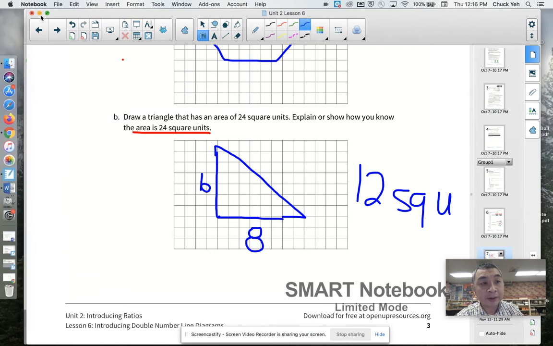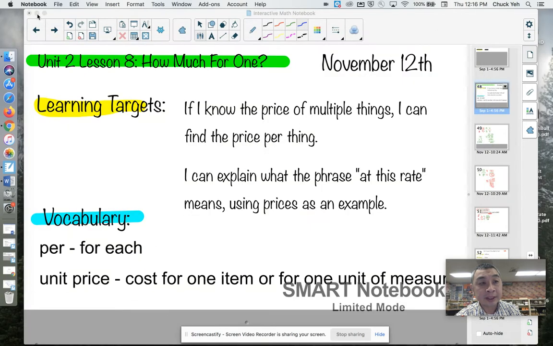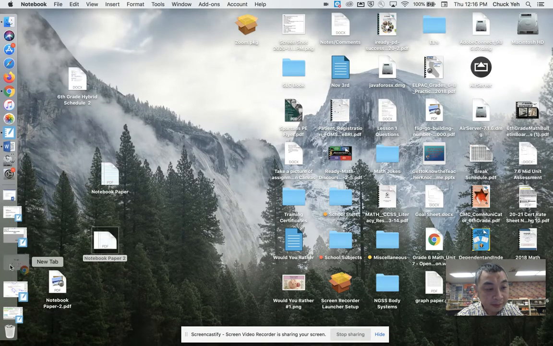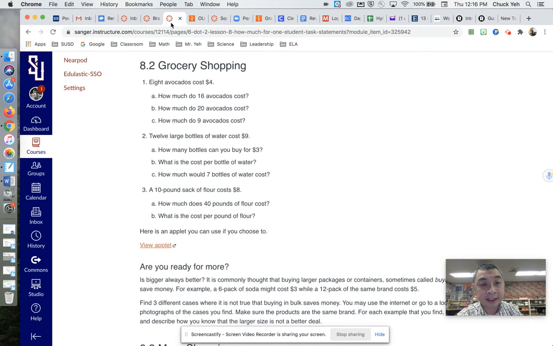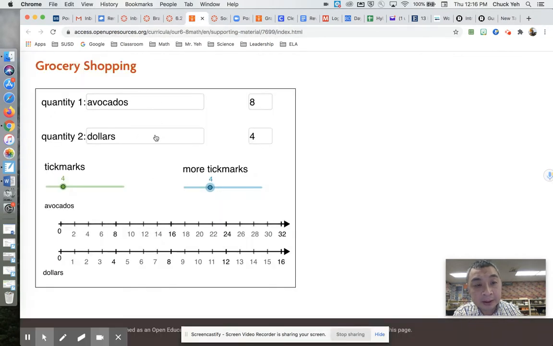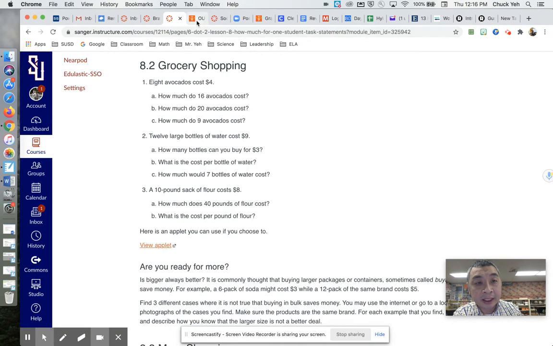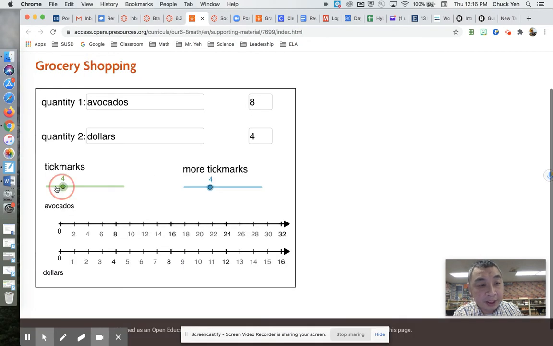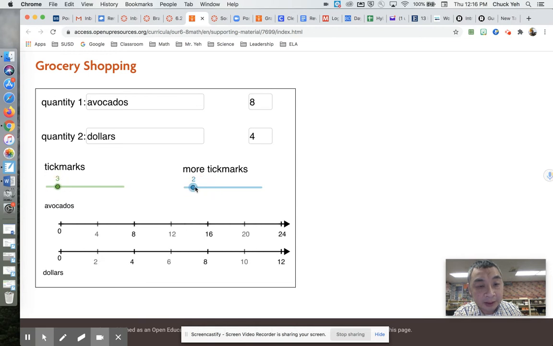And then we're going to do the student task statements for lesson 8. So 8.2. We're going to do 1, 2, and 3. You can use the applet to help you right here. You just type in what they're asking for. So avocados is $8 is 4, so 8 to 4. And then you can figure this out. You can change the tick marks around to help you.